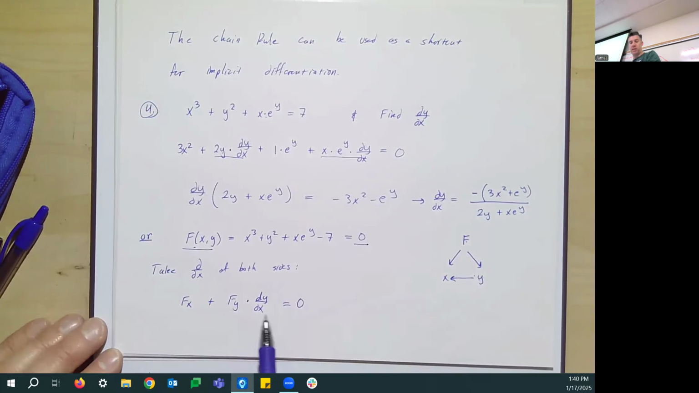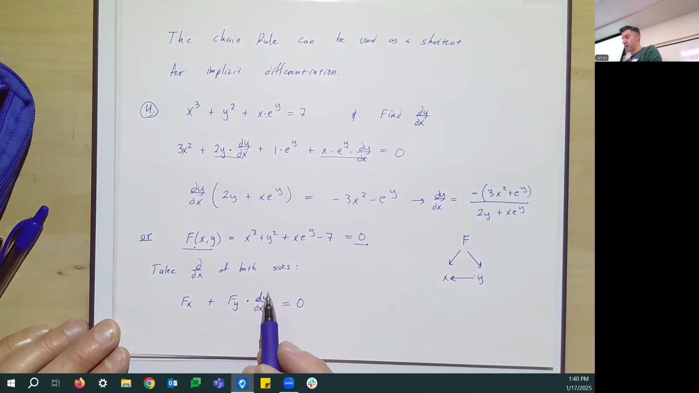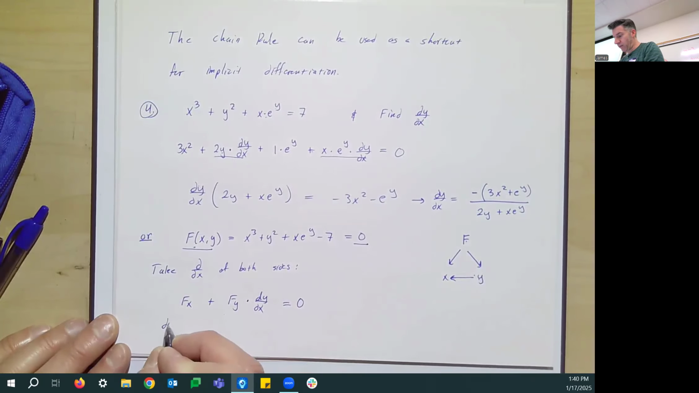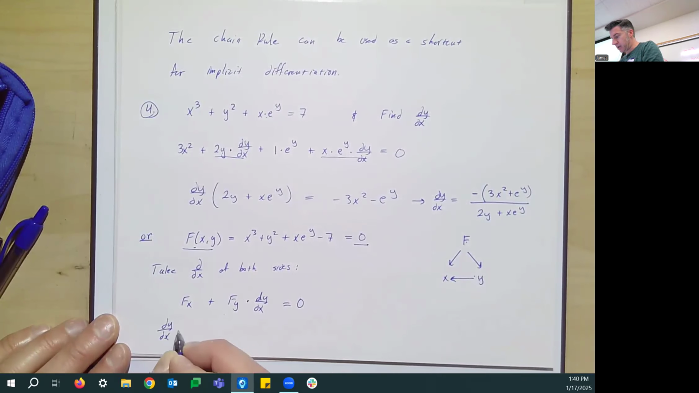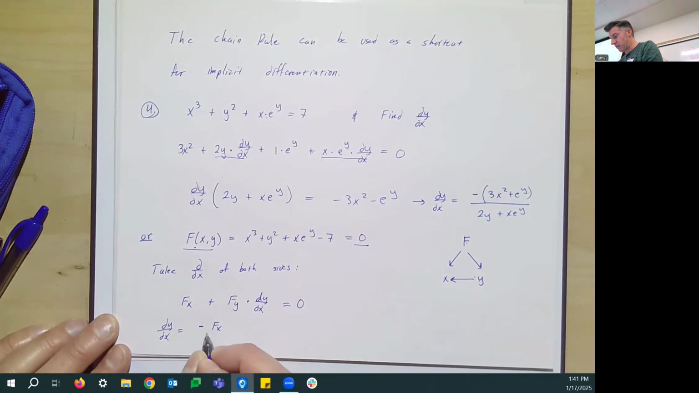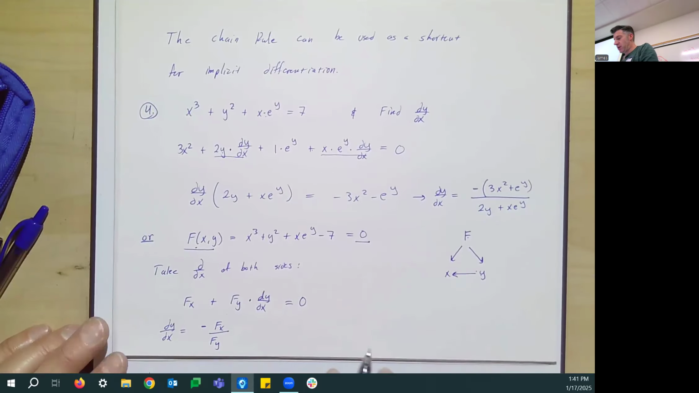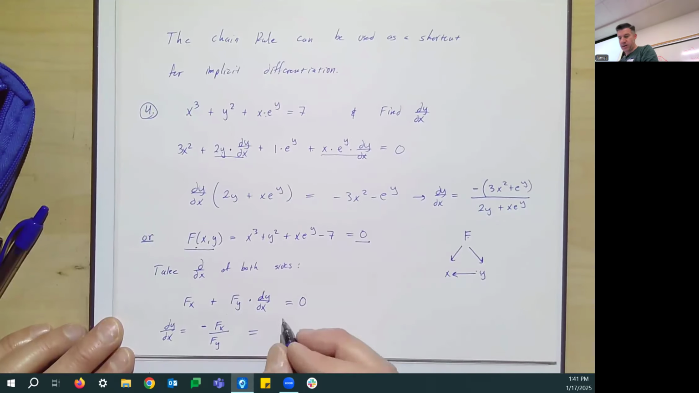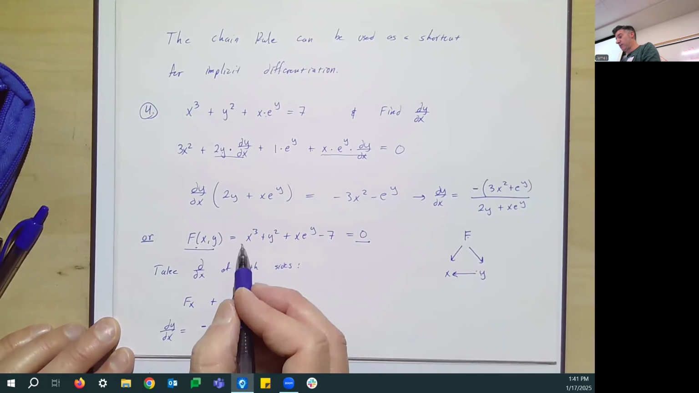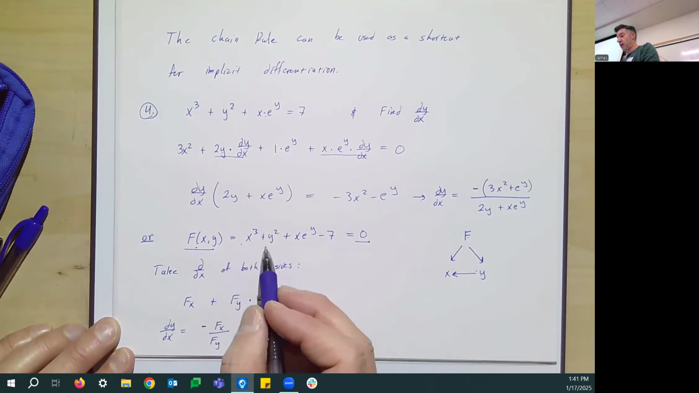Okay, the reason we're doing this is then check this out. We can solve for dy dx. I'm going to subtract fx, the partial derivative of f, and divide by fy. So another way we could have found dy dx is by getting negative the partial with respect to x divided by the partial with respect to y. But check that out. If we do this, look what we get. If I take the partial with respect to x, I'm going to get 3x.